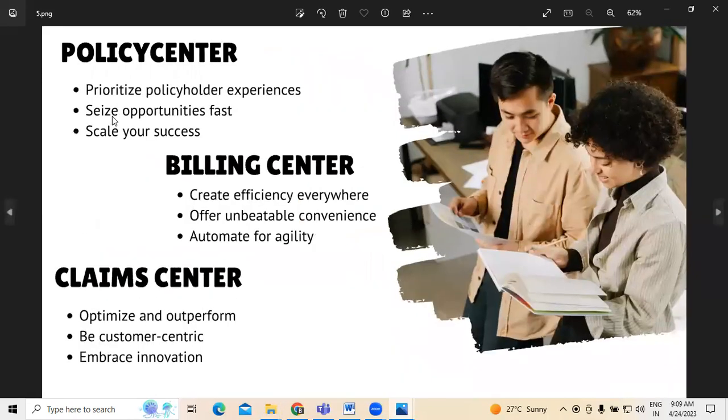Now, when we talk about the 3 different centers, policy, billing, and claim, these are the 3 things. PolicyCenter prioritizes policyholders' experiences. It sees opportunities fast and scales the business towards success. BillingCenter creates efficiency everywhere and offers unbeatable convenience and automation for agility. ClaimCenter optimizes outperformance, and at the same time, it must be customer-centric and embrace innovation. So these are the three different things under policy, billing, followed by claims itself.